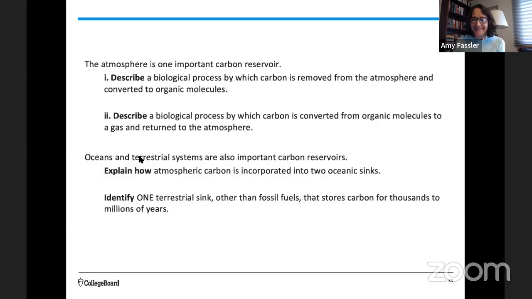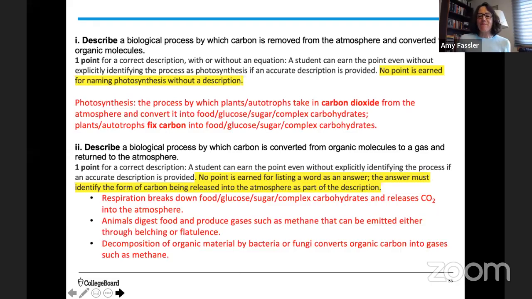How are we doing? Let's check. Okay. Describe a biological process. And I kind of prompted you there. Notice that no point is given simply for saying photosynthesis without a description.